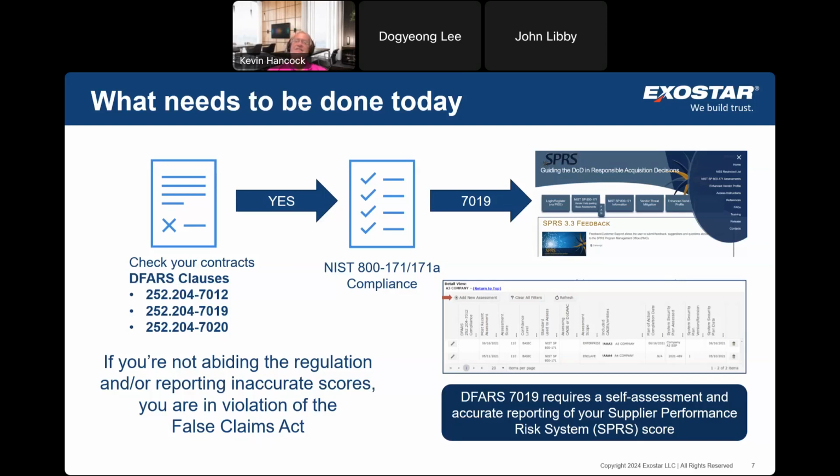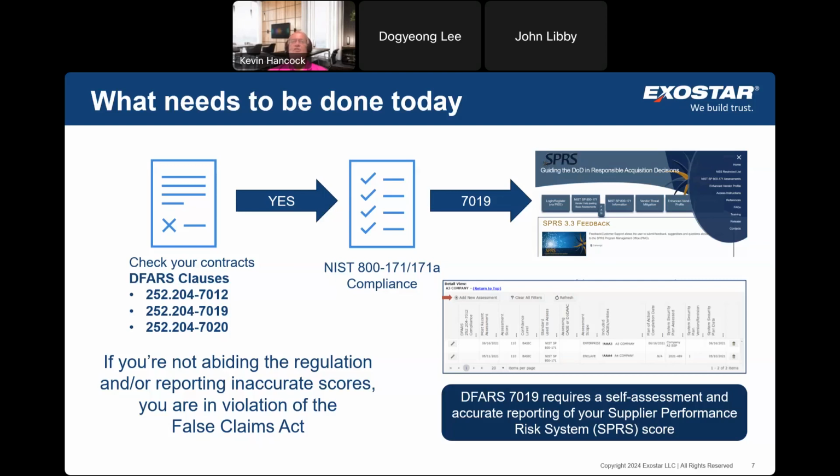If you've got the 7019 clause within your contract, you need to make sure you have an account in the SPRS system. That's the Supplier Performance Risk System. That's what DoD utilizes to gather information about the supply chain out there. And that's where you report how you're doing against this regulation.